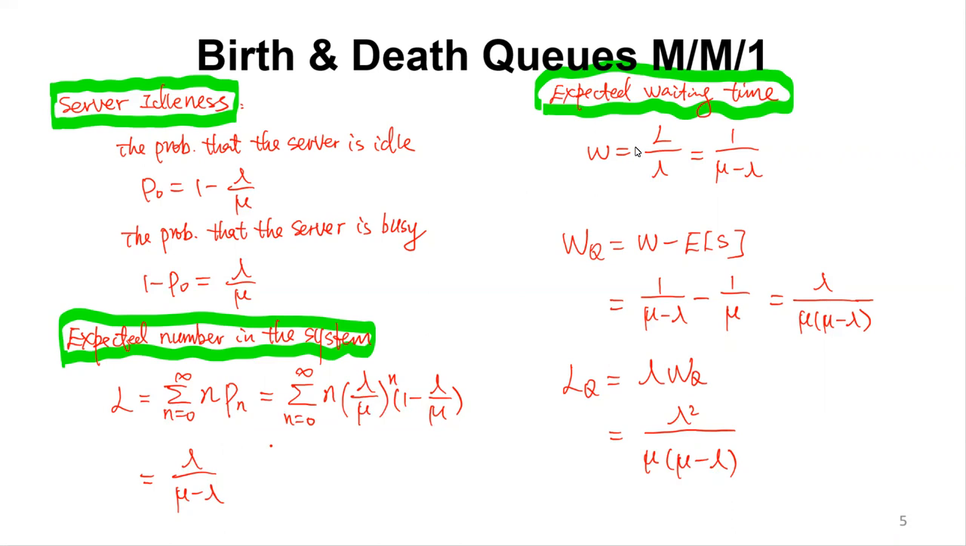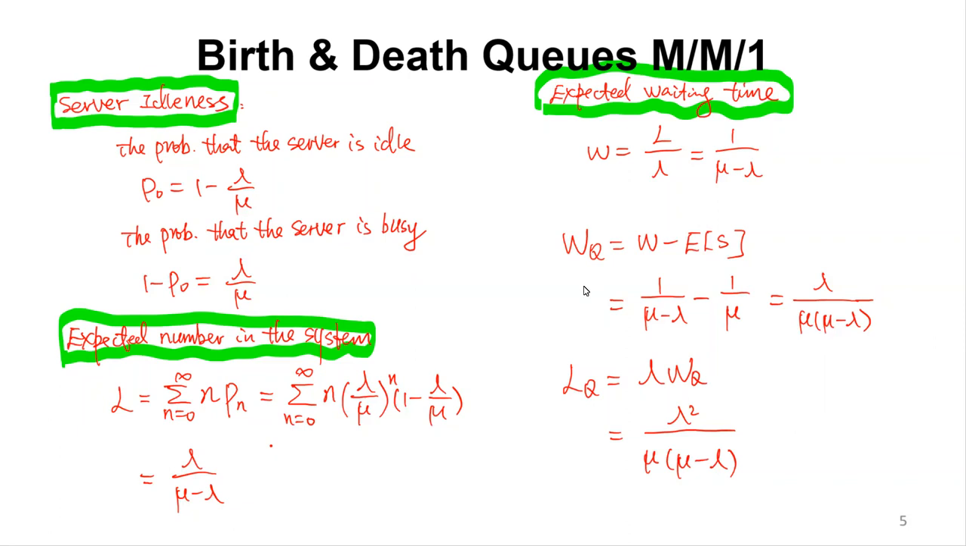Based on Little's law, we have the expected number in the system, and the expected time spent in the system. Expected waiting time in the system, W, equals L over lambda, where lambda is the arrival rate. So this is 1 over mu minus lambda. So WQ, what is the average waiting time in the queue? Because this is the waiting time in the system, W minus the service time. So 1 over mu minus lambda, minus 1 over mu, this will become the waiting time in the queue.